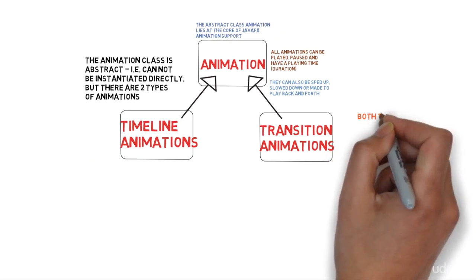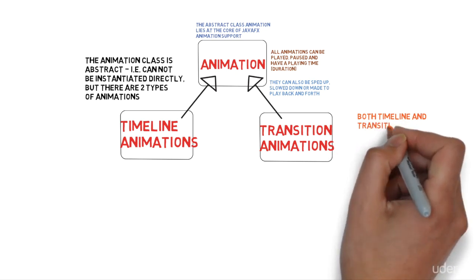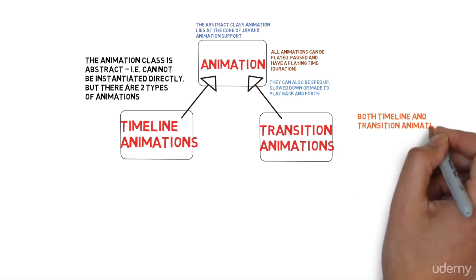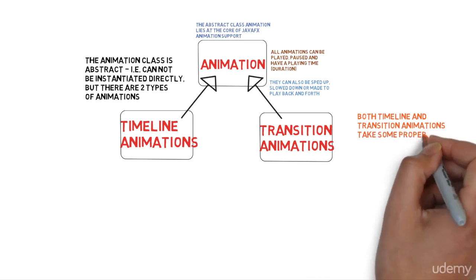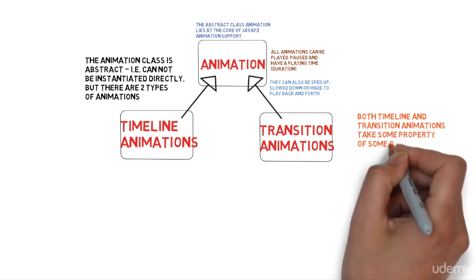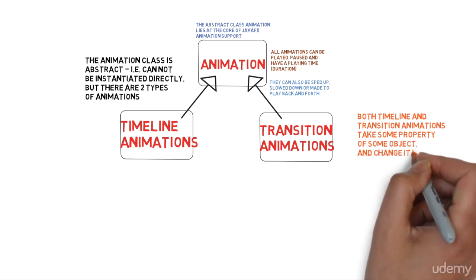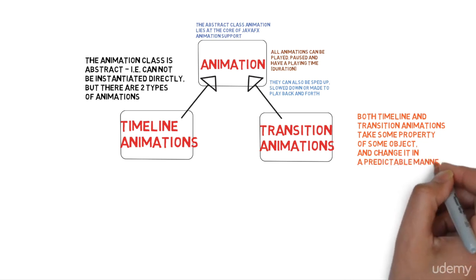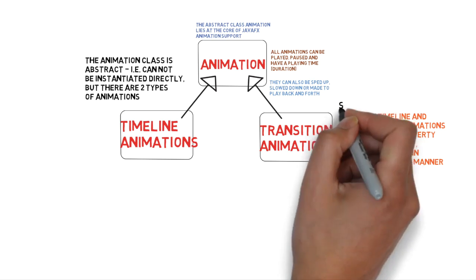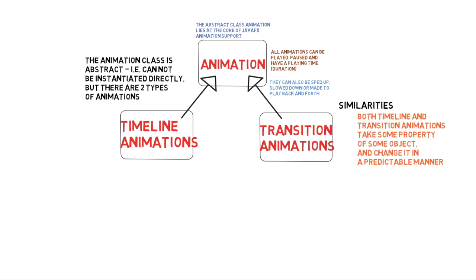Since timeline and transitions are both animations, there exist some similarities and differences. Both timeline and transition animations take some property of the object that they are animating and change it in a predictable manner. So say you're animating text or a square or a rectangle, you take one property of that and then you transform it in some predictable way. So this is the similarity between timeline and transition animations.